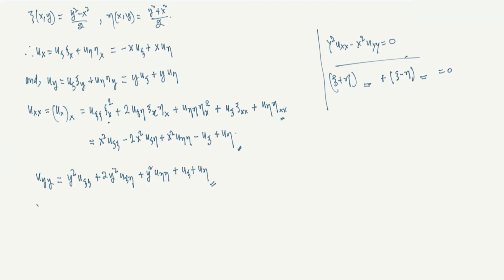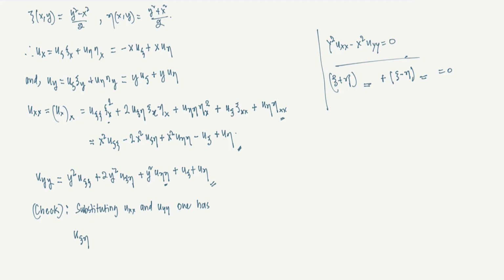So I want you to check this part. Check that, substituting this u_xx and u_yy, one has u_xi eta. So the u_xi xi and u_eta eta terms won't be there. They will get cancelled.